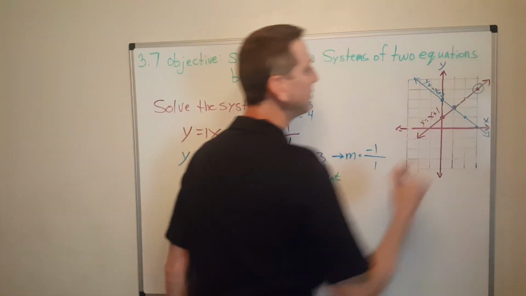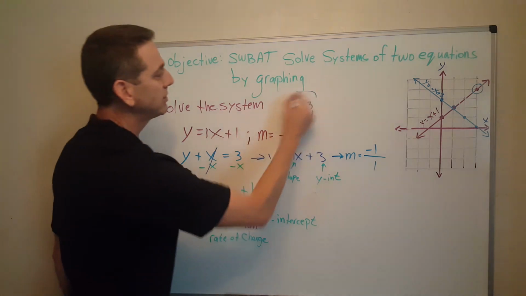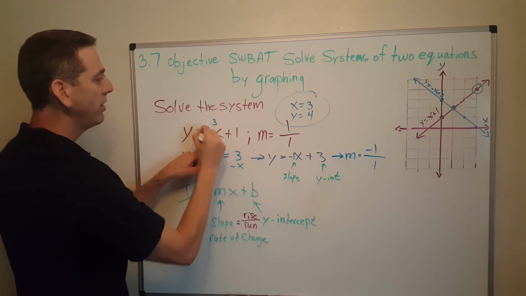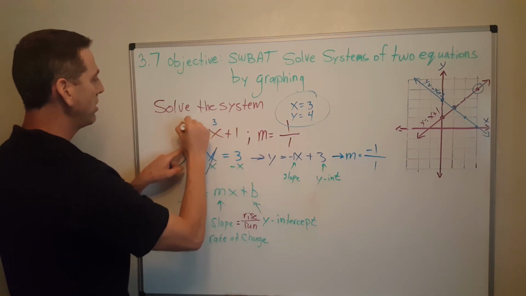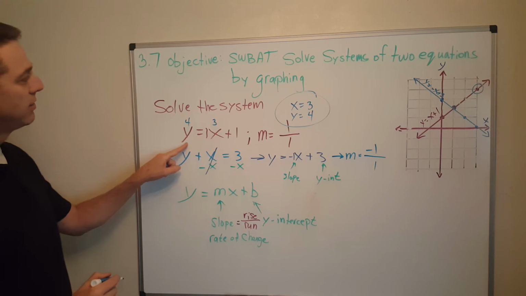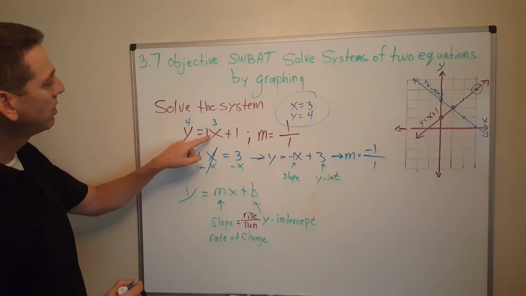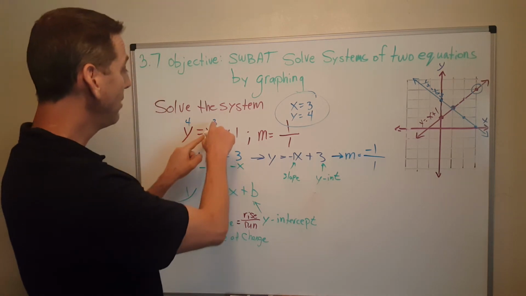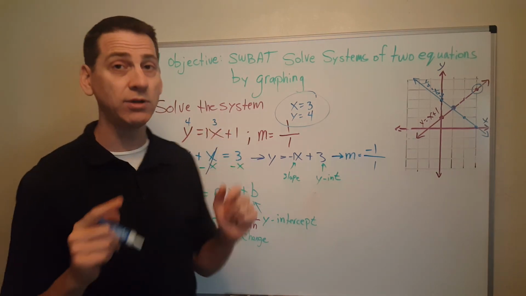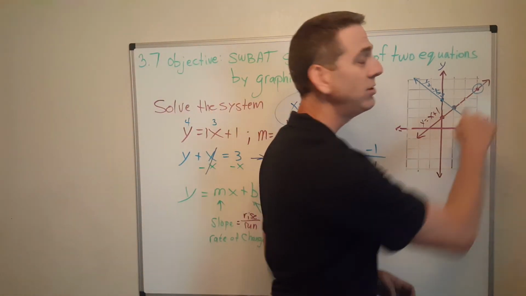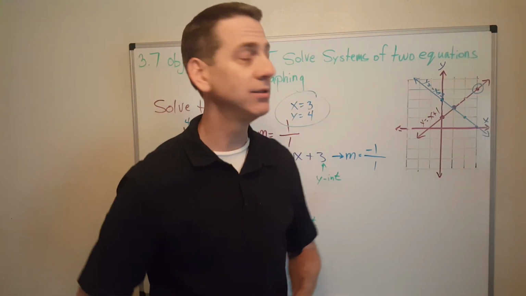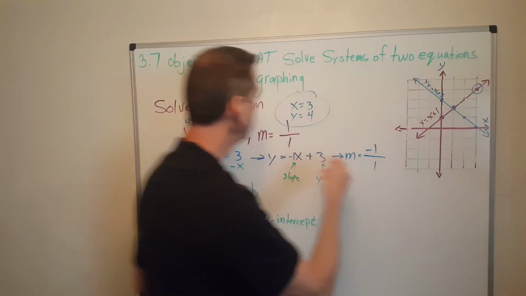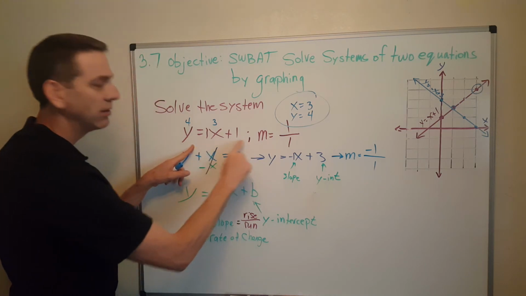Let's see if this is a solution. Watch this. At x equals 3, so I'm going to put a 3 there, and I'm going to put a 4 here. Okay, so does 4 equal 3 times 1 plus 1? It does, because 3 times 1 is 3, and 3 plus 1 is 4, and 4 equals 4. That is a solution to the equation. So every point along this line is a solution to this equation right here.